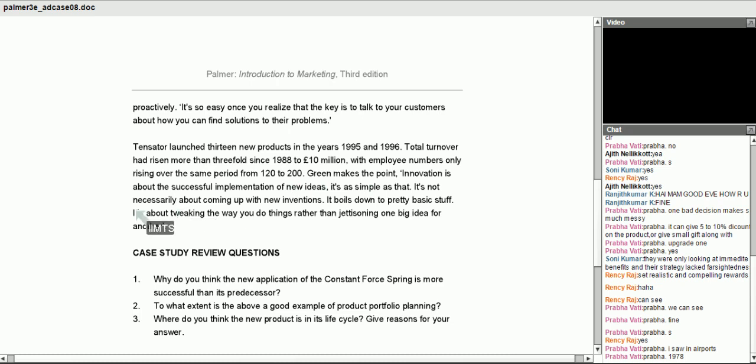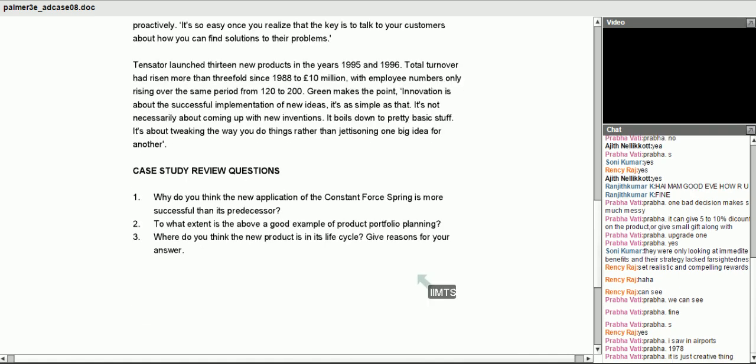Green makes the point, innovation is about the successful implementation of new ideas. It's as simple as that. It's not necessarily about coming up with new inventions. It boils down to pretty basic stuff. It's about tweaking the way you do things rather than jettisoning one big idea for another. Okay. That was a short and simple case study.